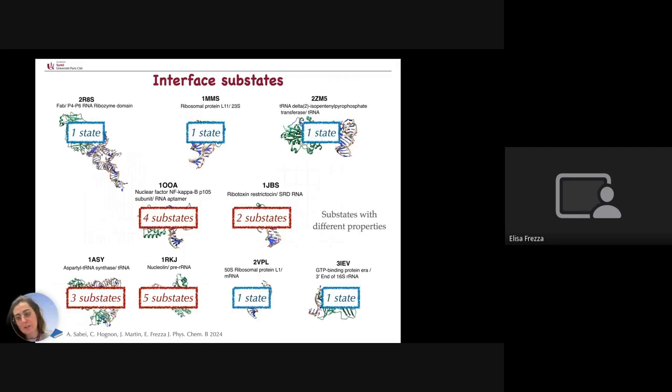To summarize our results, different clusters were obtained for different complexes, and there was no dependence on the size of the interface. On the contrary, we found that in several cases we had one substate, while in others we had up to five substates. These substates have different properties and, in our opinion, different biological relevance.